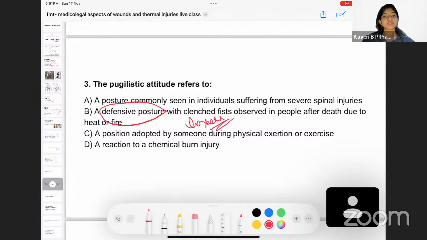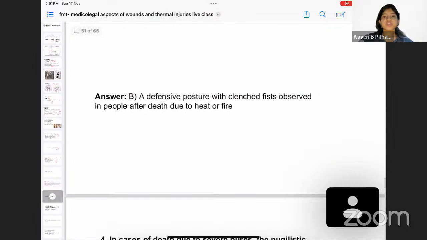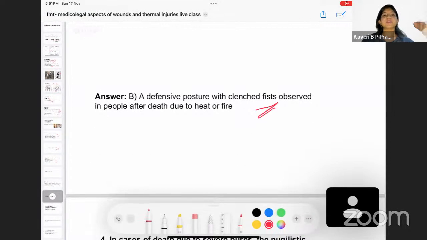Option C, a position adopted by somebody during physical exertion or exercise. No. Option D, a reaction to a chemical burn injury. No. So the right answer to this question is option B, that is a defensive posture with clenched fists observed in people after death due to fire.